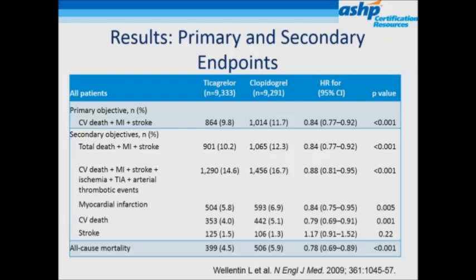So the composite primary endpoint of death, MI, and stroke was significantly lower in the ticagrelor-treated patients compared to the clopidogrel-treated patients. And then breaking down the secondary endpoints, what you'll see is that there was a reduction in MI, there was a reduction in CV death, there was no reduction at all in stroke. So this composite primary endpoint was really driven by the reductions in cardiovascular death and MI. Stroke was neutral between both groups. Now, surprisingly, they also noticed a reduction in all-cause mortality compared to the clopidogrel-treated patients.